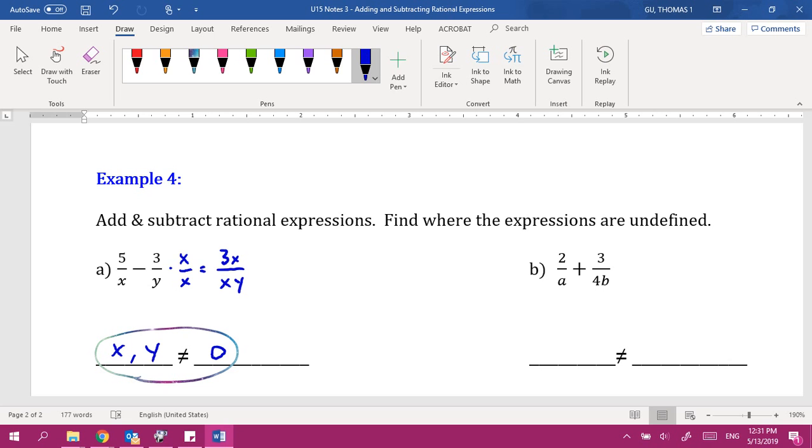And then how do I get the 5 over x to be xy? Y over y, which gives me 5y over xy. And so now I'm left with 5y over xy minus 3x over xy. What's my final answer? 5y minus 3x over xy. Yes, you just rewrite it exactly as it is as one single fraction.